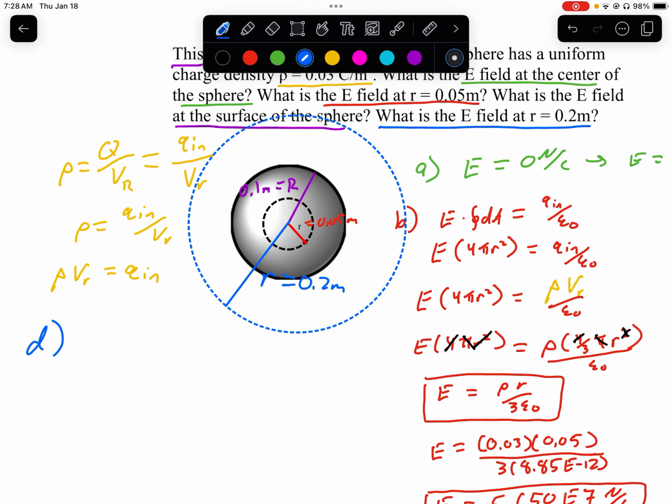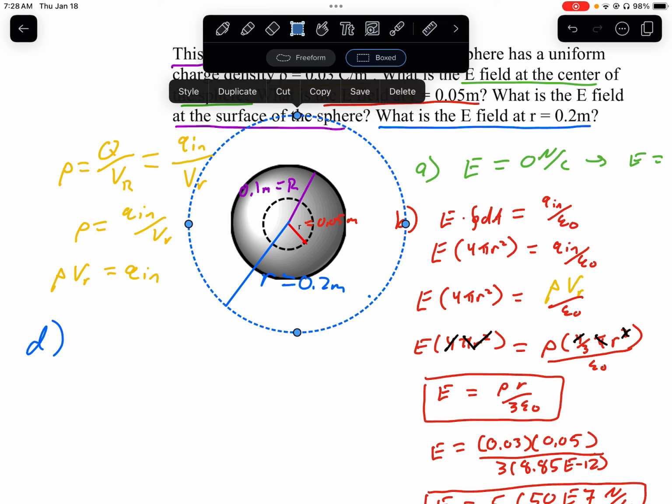It's such an easy derivation. Oops, go back where you belong. Oh, now it's off center. No, I have to put it back where it belongs.